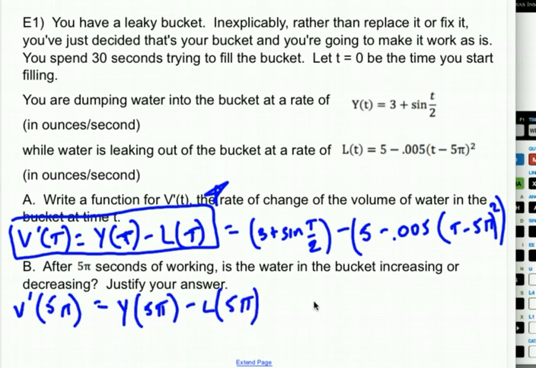So let's go ahead and find what those values are. So y of 5 pi is going to be 3 plus sine of 5 pi over 2. Now, if this is a calculator section, you can make your calculator find both of these values, but I'm going to assume it's not since these are fairly friendly questions.